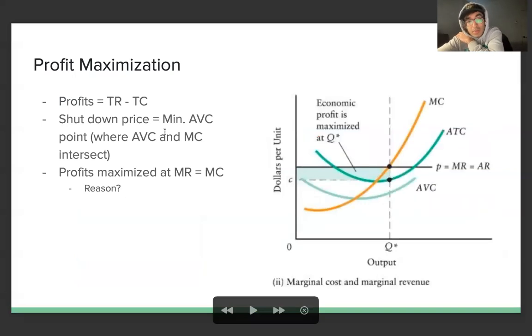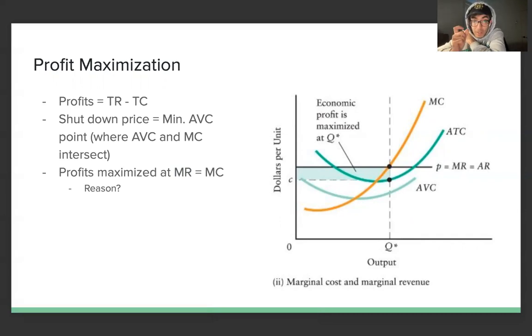Okay, so when it comes to profit maximization, profits are always maximized at marginal revenue equal to marginal cost from a producer's perspective. And the reason for that is, let's say we are at a point to the left of Q star here, and here marginal revenue, which is just this flat line, is greater than marginal cost. What's going to happen is that every additional unit I produce is adding more to my revenue than it's adding to my cost. So I'm making a profit, right?